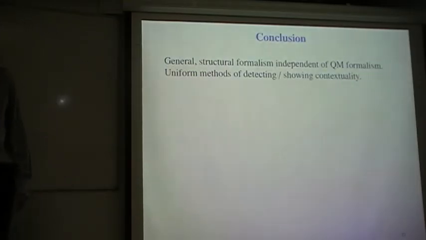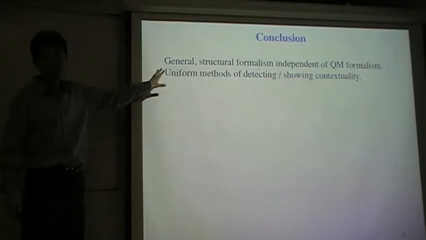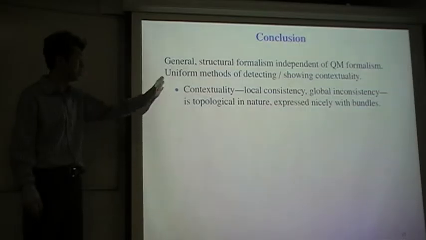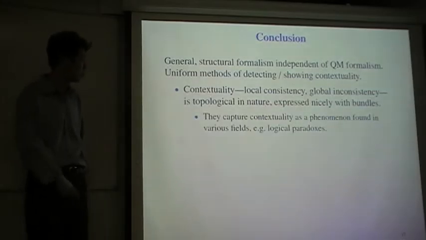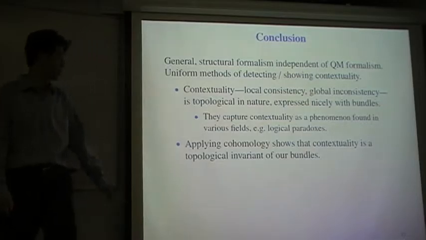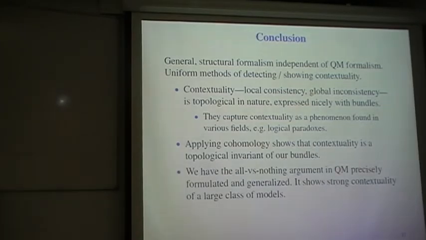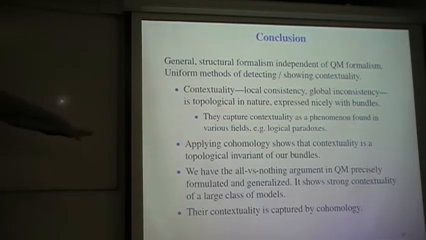So let me conclude. I hope I was clear enough that the formalism I showed you is structural, general enough, and gives you a uniform method, and contextuality is shown to be topological in nature, and the cohomology works. The relation between the all versus nothing argument and cohomology is a theorem that the contextuality of AVN models is captured by cohomology. Thank you.